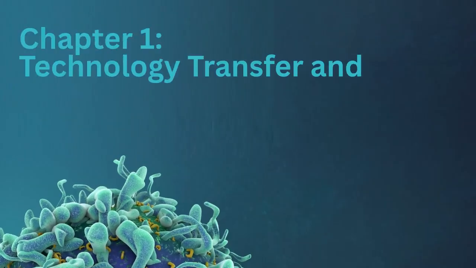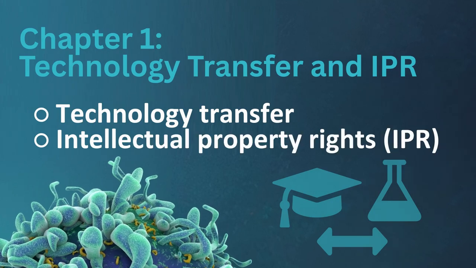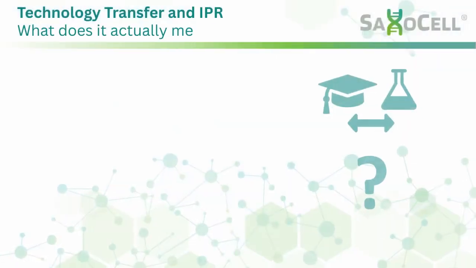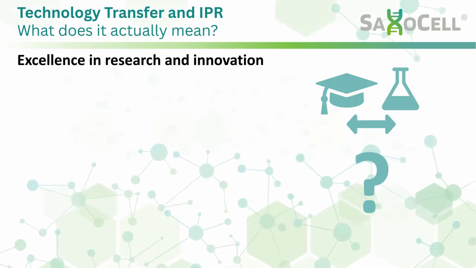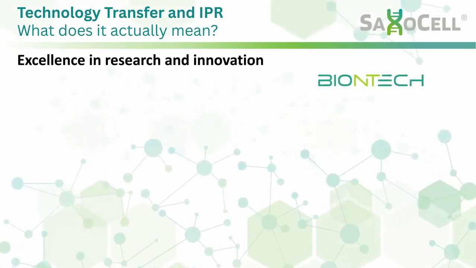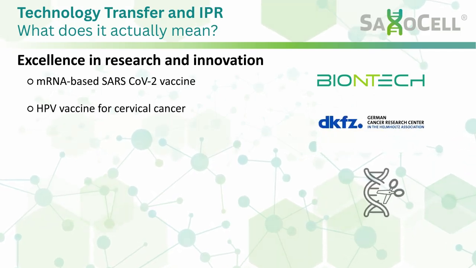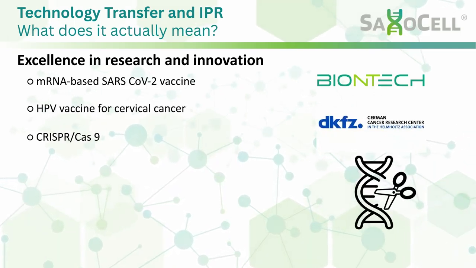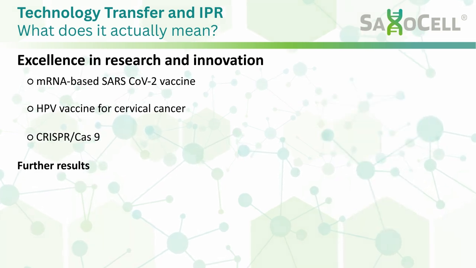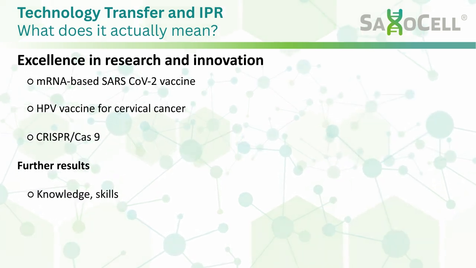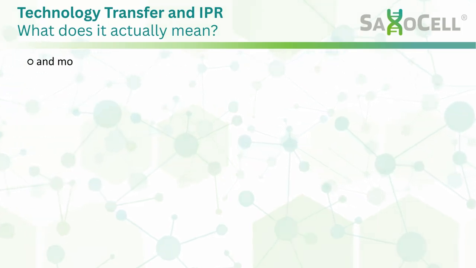In the first chapter, we'll talk about the importance of technology transfer and what is actually meant by IPR. So why is technology transfer so important? Many breakthrough developments would not have been possible without transfer. For example, mRNA-based vaccines, HPV vaccines for cervical cancer, or CRISPR gene editing. In addition to the actual products, research activities provide further important results, like valuable knowledge and skilled professionals, intellectual property rights, advanced infrastructure, and a lot more.